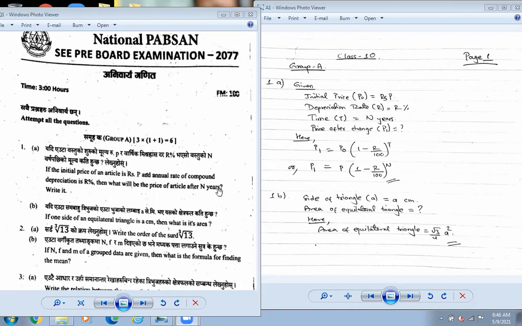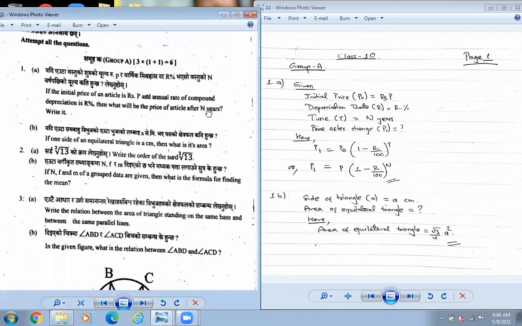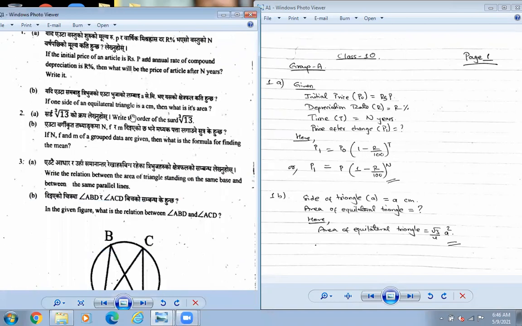Okay, you need to show it in this way. Always in question number 1A, a formula is asked, so you need to be prepared for that.